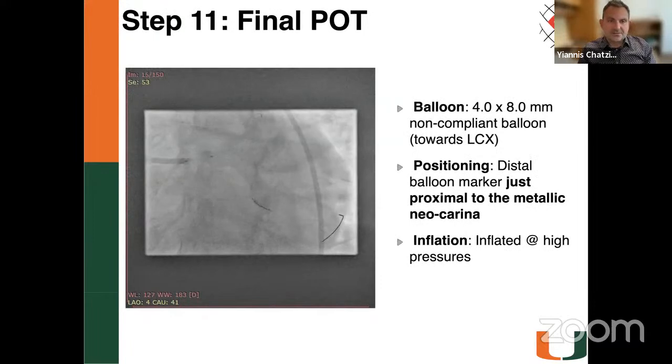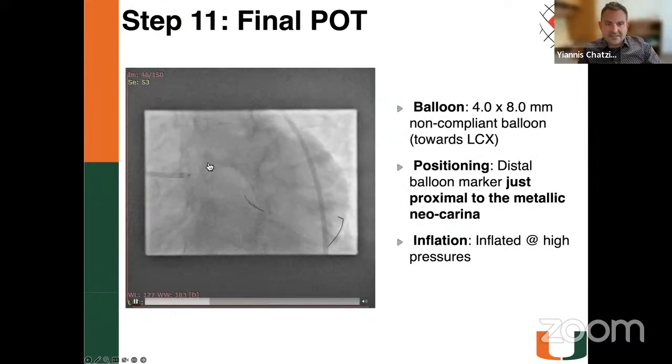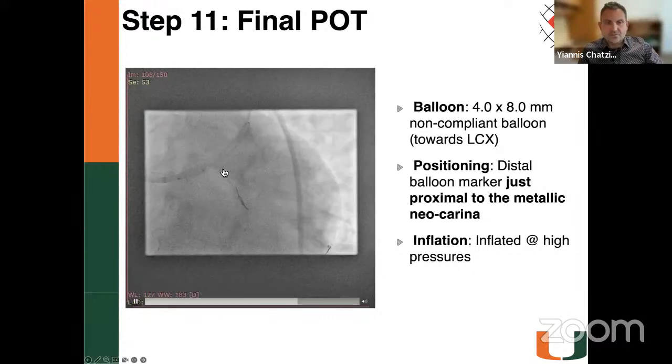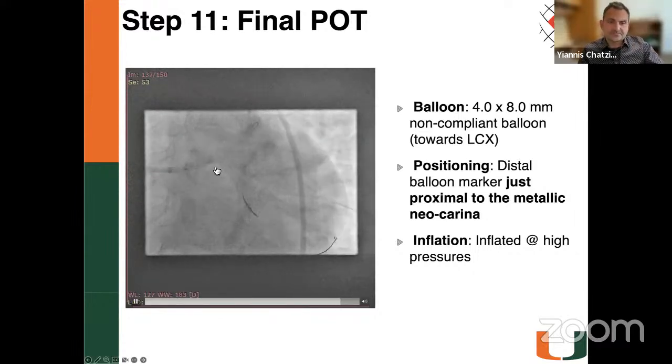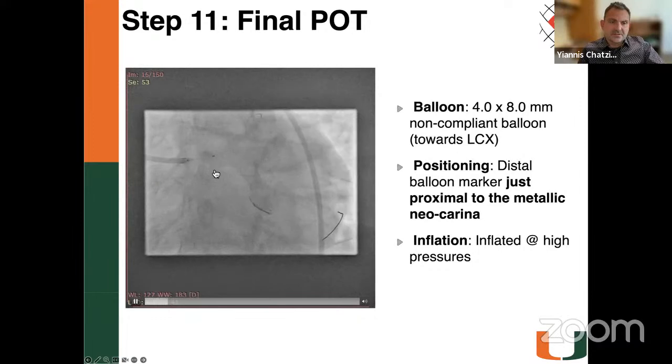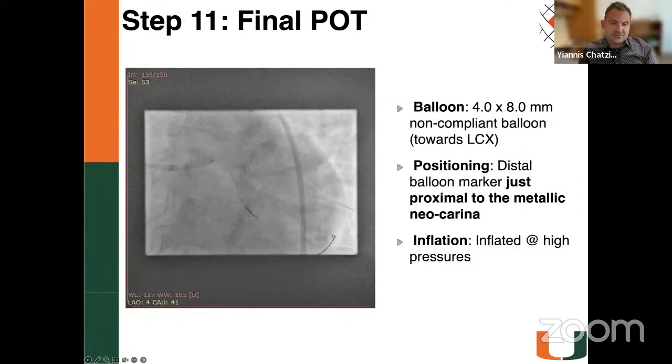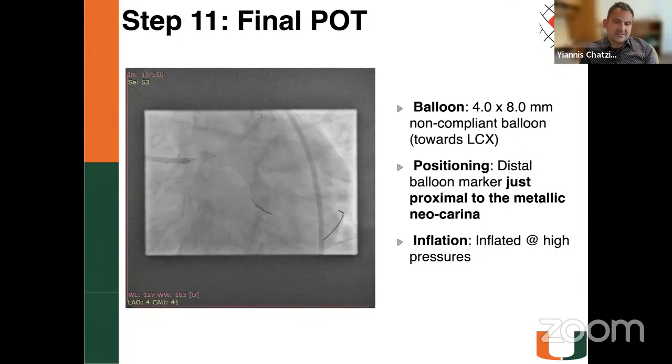We take them out, we do the final POT. Again, important not to have deep intubation of this balloon to avoid distorting the neocarina. Just keep it out in the proximal main vessel. Here, a little bit of the balloon is out into the aorta. It's a 4.0, big, short, big in diameter NC balloon. Inflate this at high atmospheres to optimize the result.